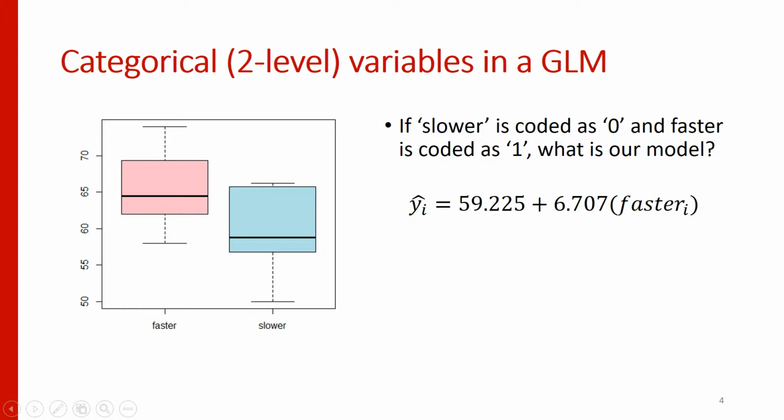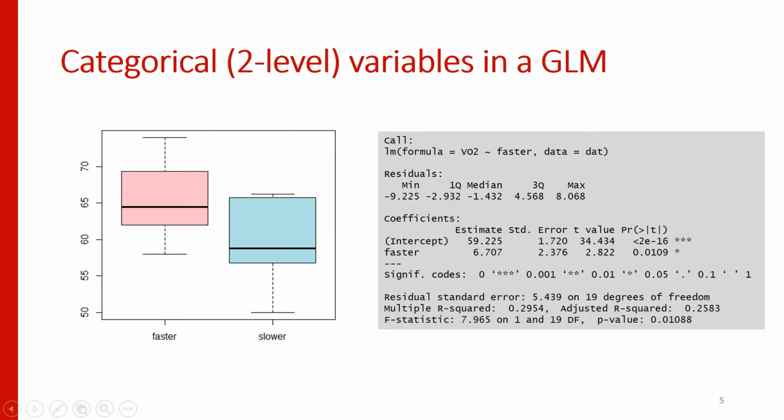If you're in the faster group, this is a 1, so you have 1 times 6.707, plus 59.225, and the mean of the faster group is 6.707 milliliters per kilogram per minute higher than the mean of the slower group. And is that a statistically significant difference? Well, if we actually ran a model using these codes, this is what we would get.